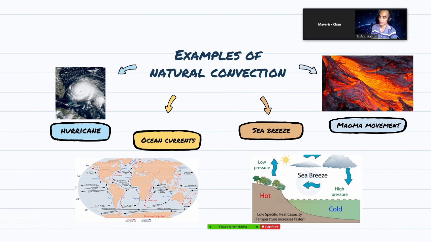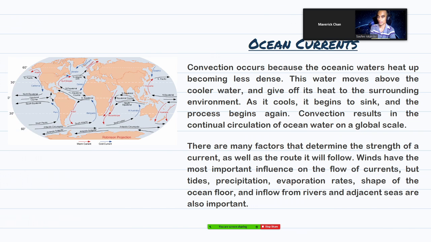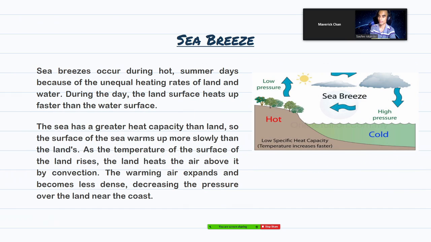Examples of natural convection: hurricane, ocean currents, sea breeze, and magma. This sea breeze has been asked before in STPM. What actually happens when you have a sea breeze, and a land breeze? Sea breeze, the sea wind coming to the land. Land breeze, the land wind coming to the sea.